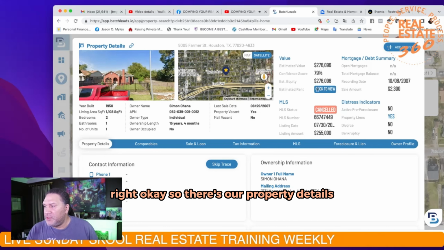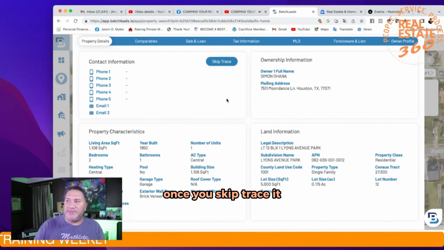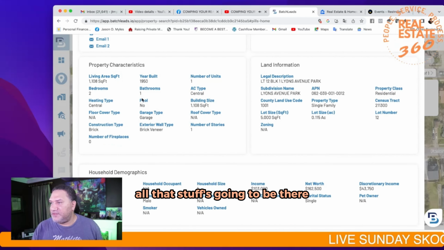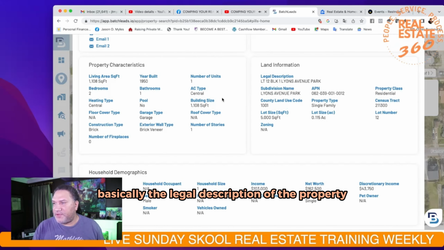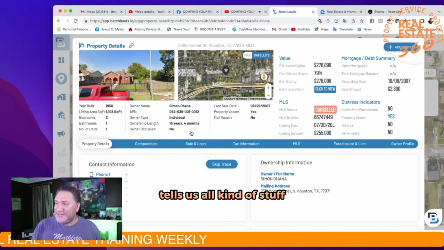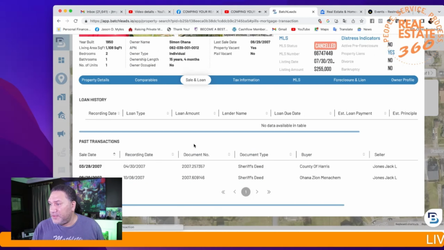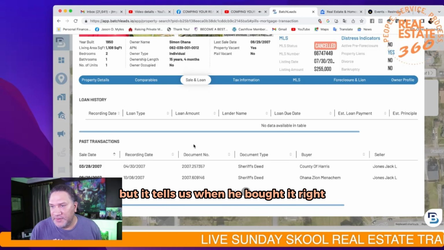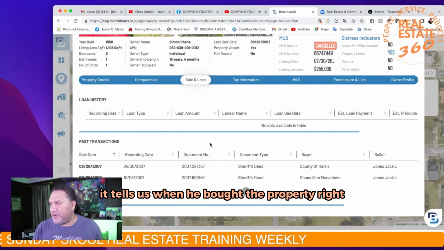Okay, so there's our property details. It even tells us the owner of the property. Once you skip trace it, all the telephone numbers, email address, all that stuff's going to be there. You're getting basically the legal description of the property characteristics, all that great stuff, right? It tells us all kind of stuff. Look, we can go here to sales and loan. Now they don't have a loan, but it tells us when he bought it, right down here. It tells us when he bought the property, right?